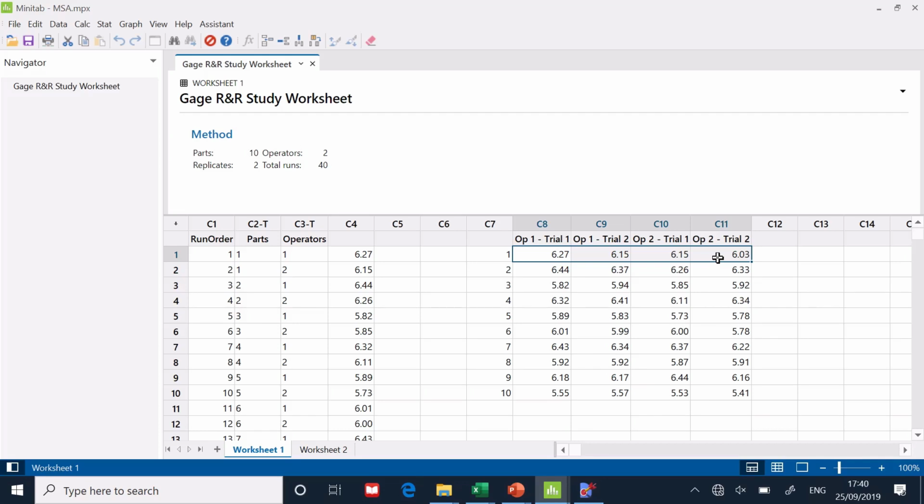So I've got that in that table. But unfortunately, Minitab doesn't want it like that. It doesn't like me to do that. It wants me to have it in a column of information.